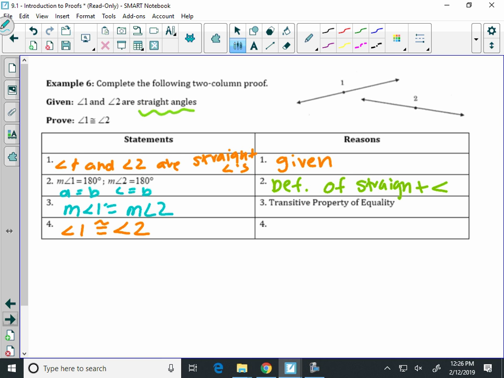Just like A and C are both equal to B, so A and C must equal each other. Okay. And if you notice here, we went from equals to congruence.